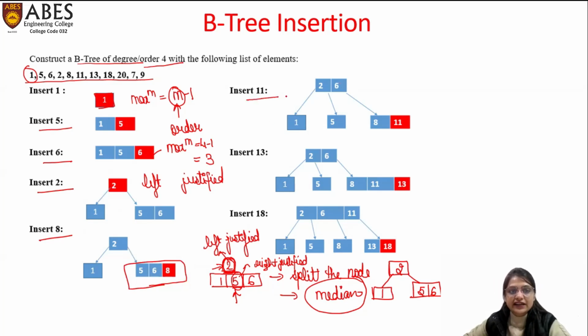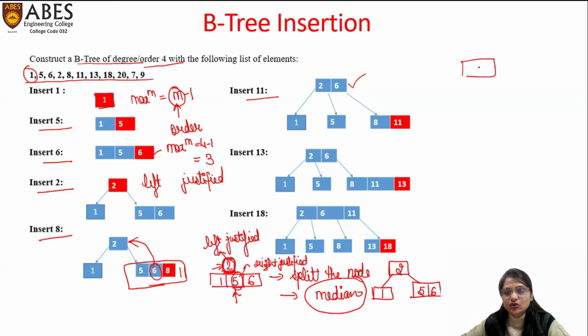Next, we have to insert 11. As soon as I insert 11 here, splitting has to be done again. I have already conveyed to you that if I am following the left justified concept, then throughout solving this problem, we have to follow the left justified format. As per that, if I calculate the median of 5, 6, 8, 11, it will be 6. Then 6 will be moved towards the top direction. Then 2 and 6 will be placed at the same level, and the splitting will be done like this.